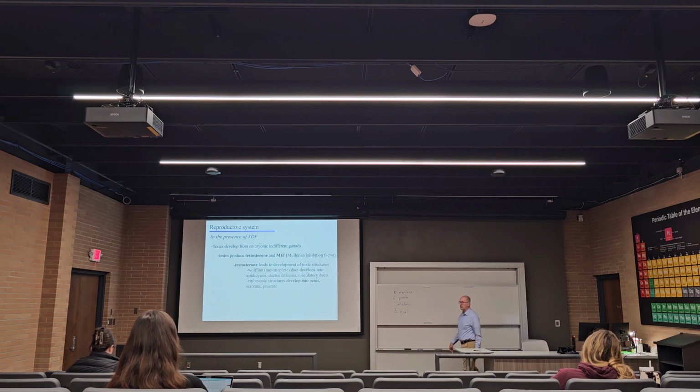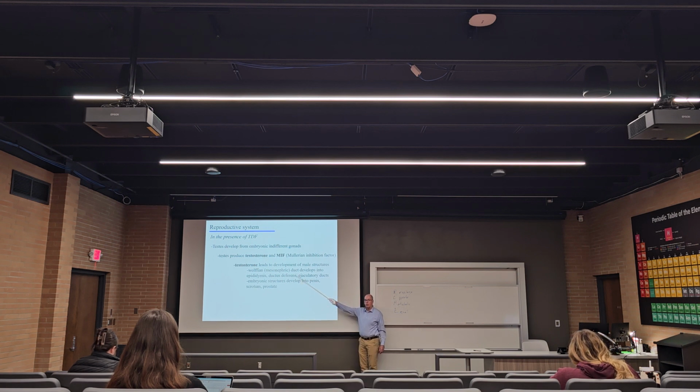So what does that testosterone do? Well, it leads to development of the male structures, including that Wolffian duct system, causes it to develop into the epididymis, the ductus deferens, the ejaculatory ducts. Those are the male ducts. And we'll talk about where those are a little bit later on. And those different structures are going to turn into the penis, the scrotum, and the prostate. Those are the perinatal structures in the male.